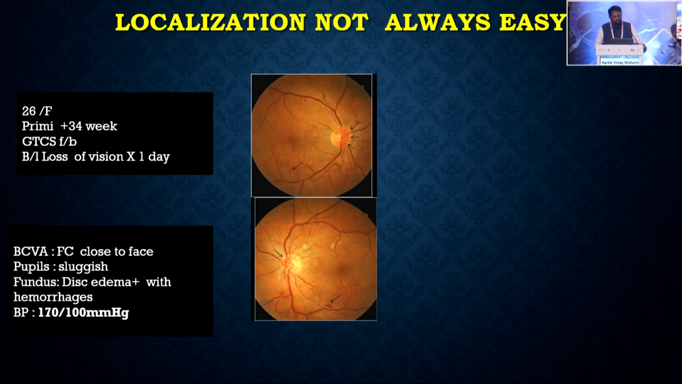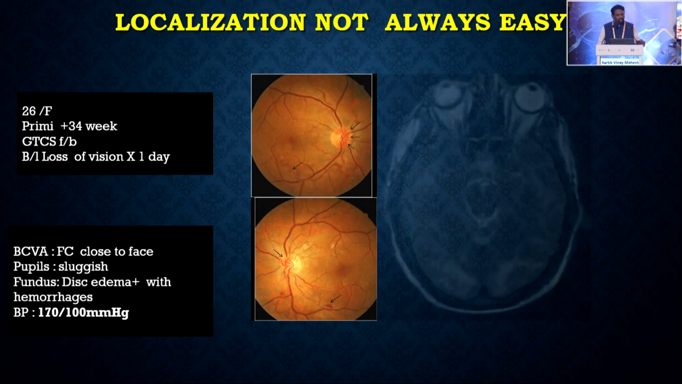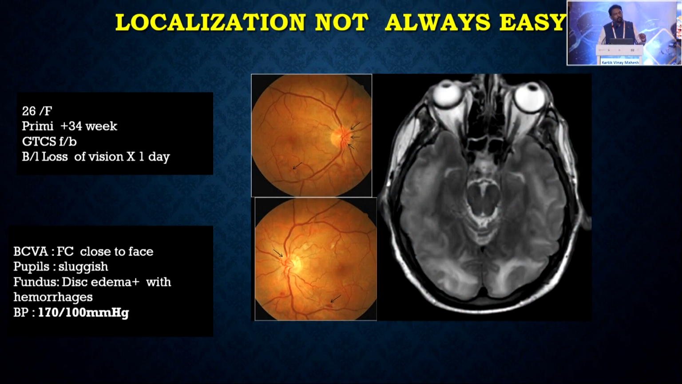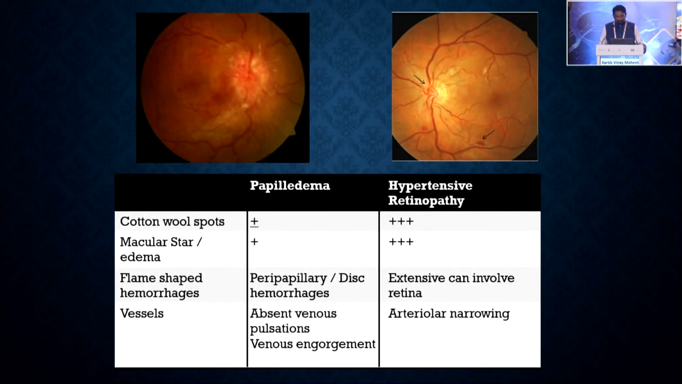A young primigravida, 34 weeks, presents with GT cells, followed by loss of vision. You see here, she has bilateral finger counting close to face. There's some disc edema, there's some hemorrhages, blood pressure is elevated, pupils are sluggishly reacting, but she also has an MRI of PRES. So in your day-to-day case scenario, there'll be multiple localizations. So this is a patient of PRES, she recovers completely within a week.